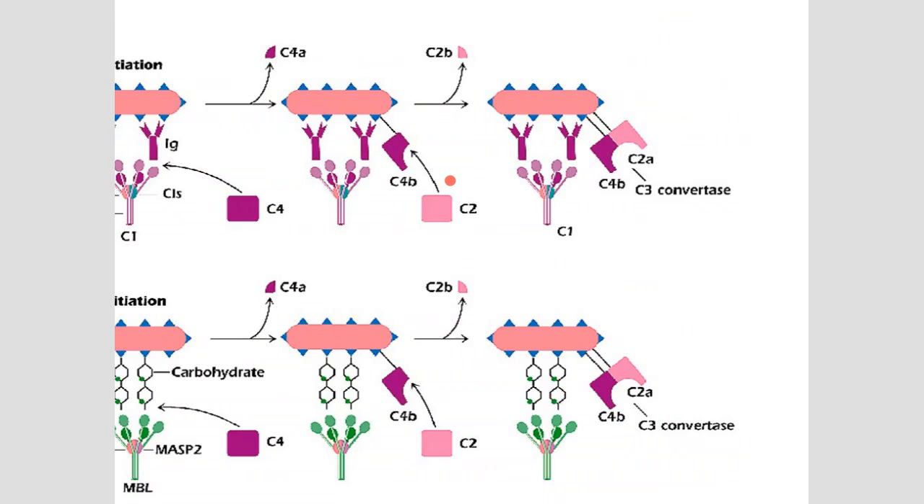So that's the classical pathway that we do. Because remember, as I said, all three will come together on C3. But the way they come onto C3 is different. In this one, they have to apply complement protein 4 and complement protein 2.